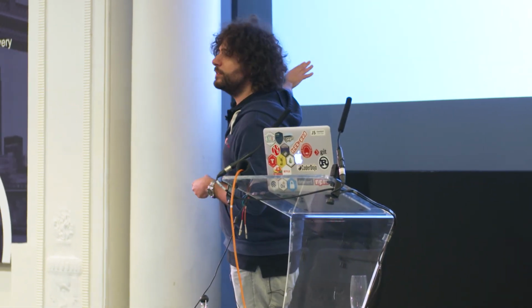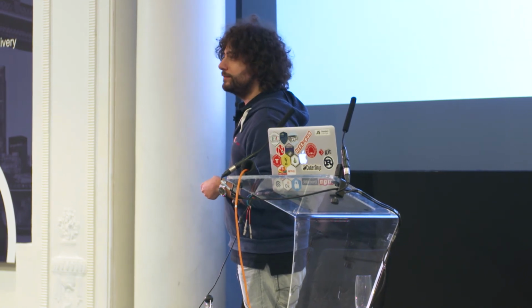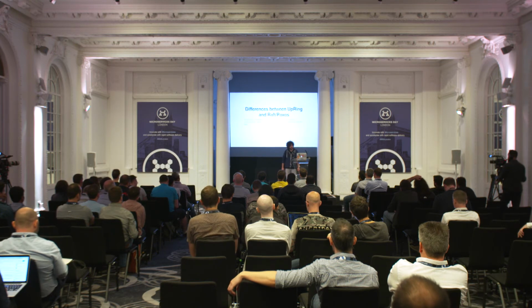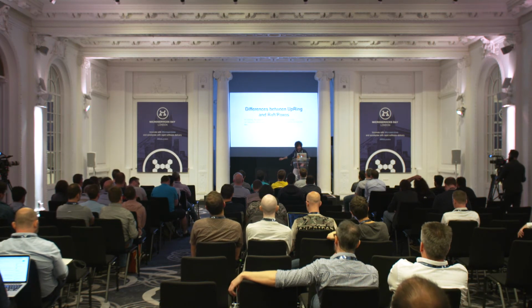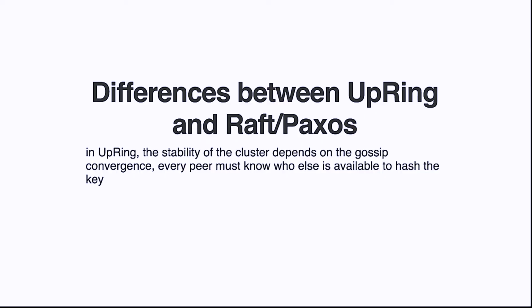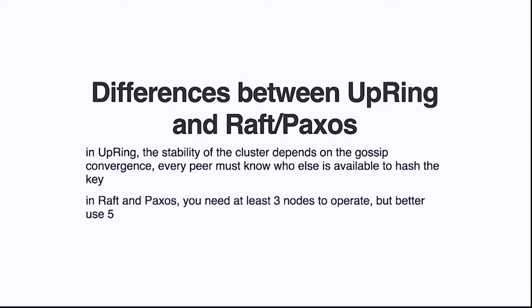Now, Raft and Paxos are really hard to implement. Has anybody here implemented Raft or Paxos in their life? Have they tried? Yeah, me neither. So again, a little bit more sciencey stuff. In UpRing, the stability of the cluster and the fact that your peer-to-peer network still works depends on the gossip network and SWIM, because you need to know which nodes are available when you hash the key.